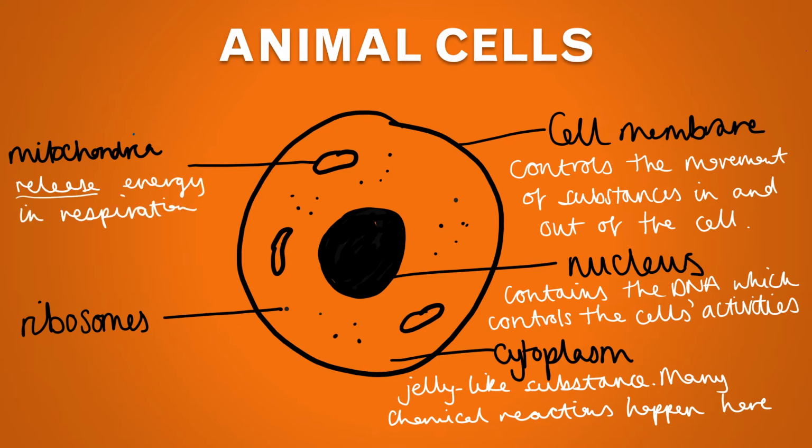Mitochondria release energy, and it's important we say release and not made here. And that is because energy cannot be made or destroyed. So in an exam, make sure you say release. And finally, the ribosomes. This is the site of protein synthesis. Synthesis just means to make, so this is where proteins are made essentially.